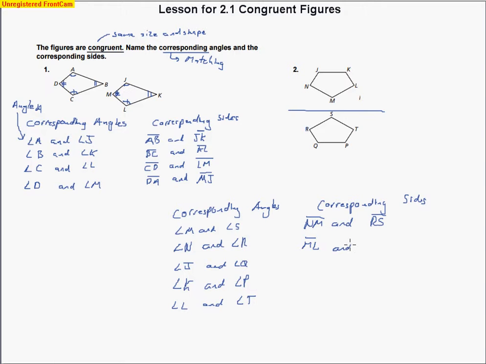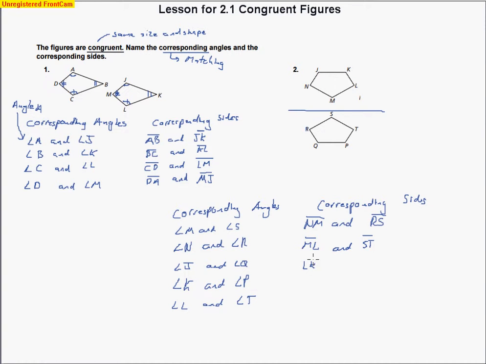And then I would say M to L would be S to T. S to T. And, oops, not S. I was looking at the wrong, let's see here. Yes, that's right. M to L, and then S to T. I was thinking of angles for a moment there. And I've done ML, so let's go L to K.